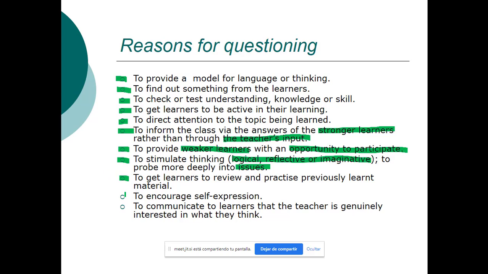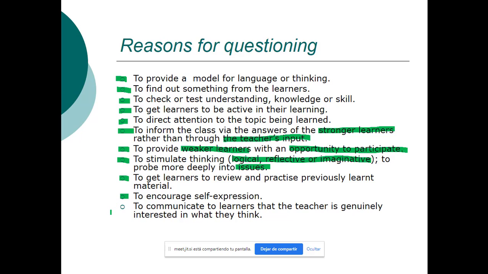Continue with this. To encourage self-expression, right? So allow the students to be the way they are, but inside the pedagogic process. So meaning taking into consideration the positive factors that they can include inside the class for the class to be richer.